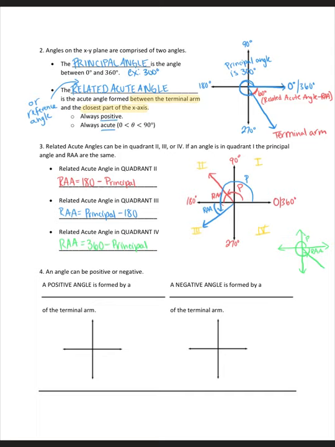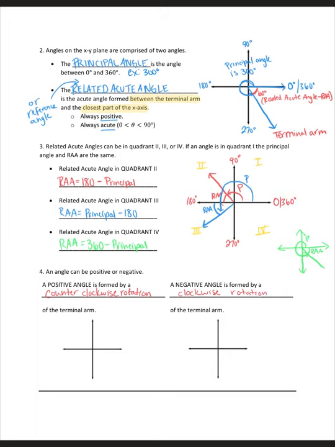But some other things to consider when we're talking about angles on a Cartesian plane. Angles can be positive or angles can be negative. So a positive angle is formed by a counterclockwise rotation. And you'll notice all of the angles we've drawn so far have gone in a counterclockwise rotation. A negative angle is formed by, as you could imagine, a clockwise rotation.